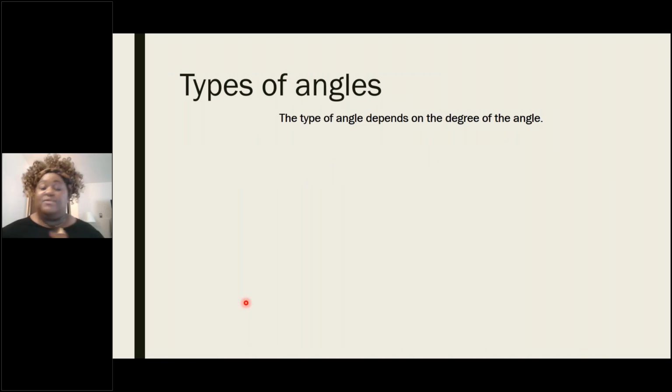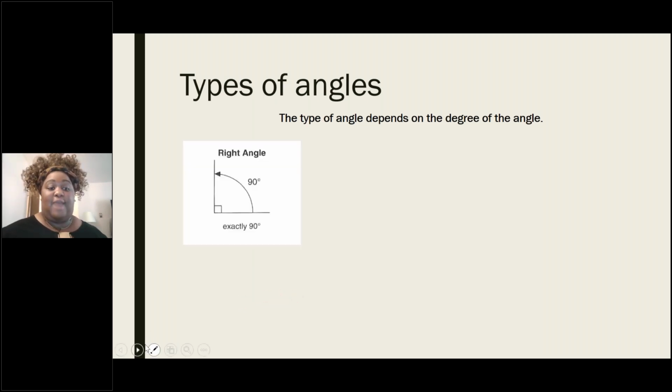Now we have several types of angles, and the type of angle depends on the degree of the angle. The first one is a right angle. A right angle is L-shaped. It can look like an L, it could be flipped around, it could be upside down, but it's always that straight L shape. Usually if you see this small square in the corner, that lets you know that it's 90 degrees, or a right angle. Right angles are always exactly 90 degrees.